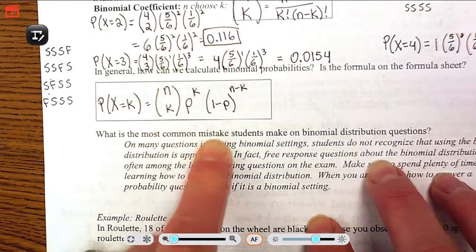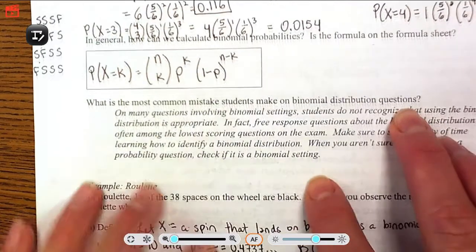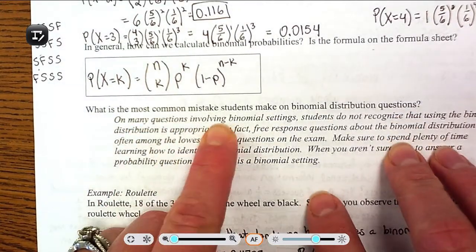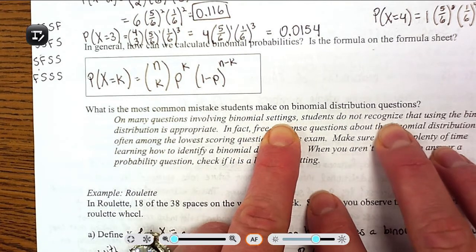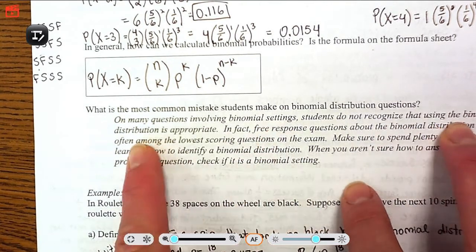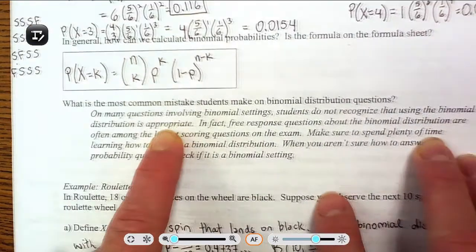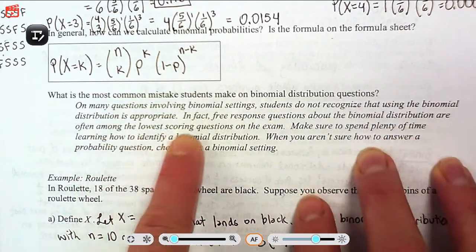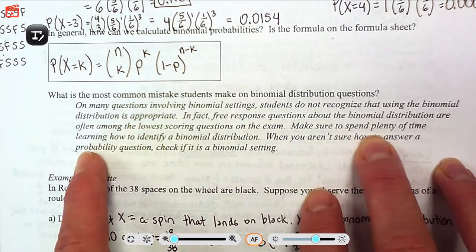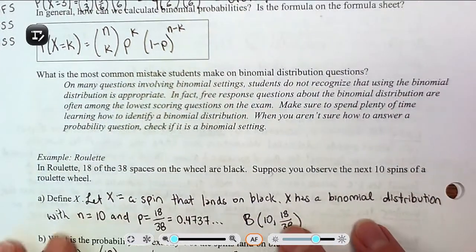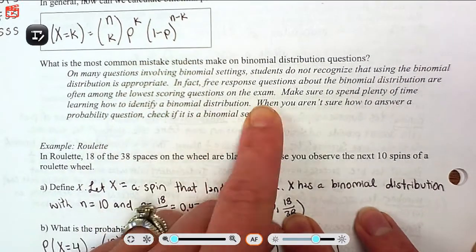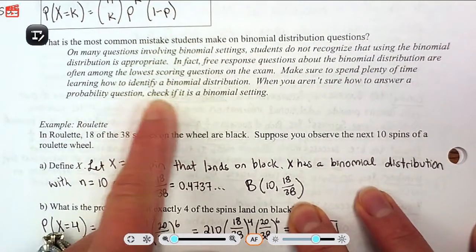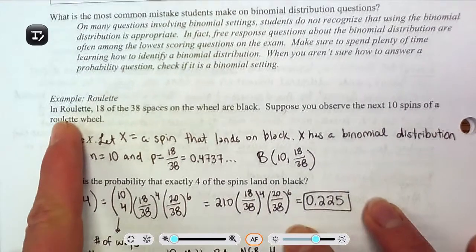What is the most common mistake students make on the binomial distribution questions? On many questions involving binomial settings, students do not recognize that this is using a binomial distribution. In fact, free response questions about the binomial distribution are often among the lowest scoring questions on the exam. Make sure to spend plenty of time learning how to identify a binomial distribution. When you aren't sure how to answer a probability question, check if it's a binomial setting.